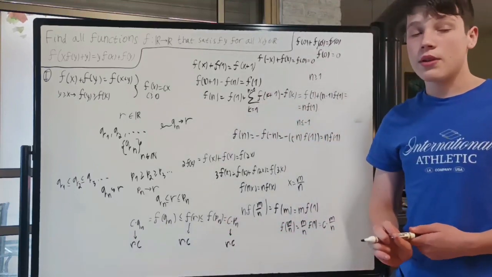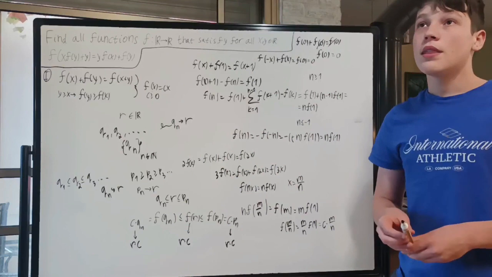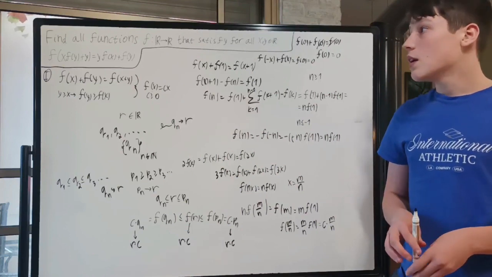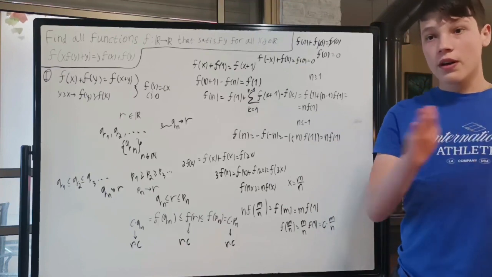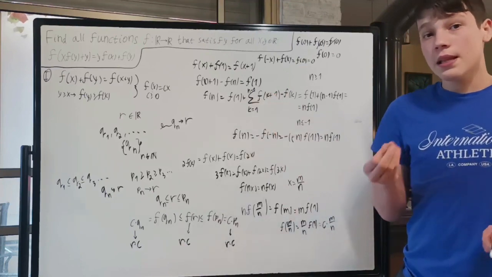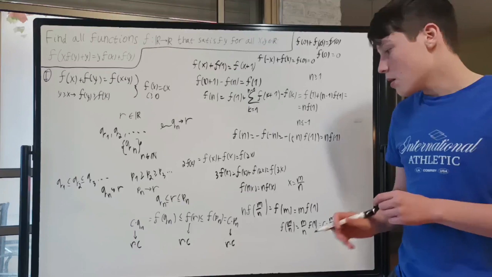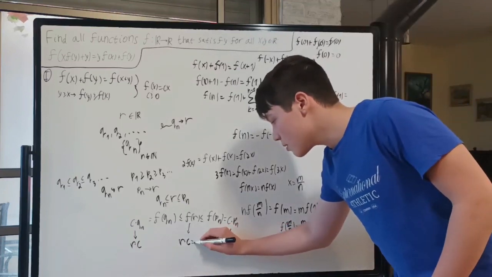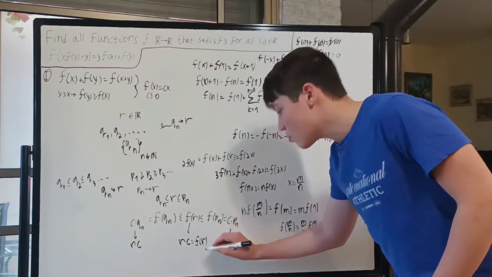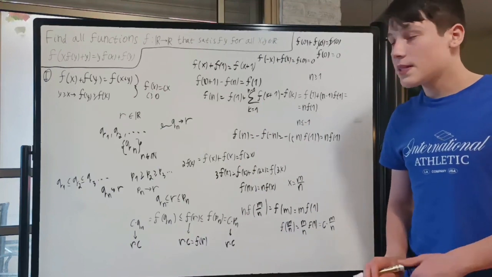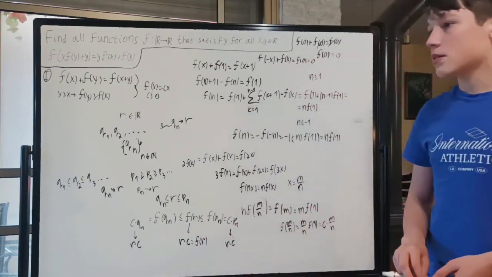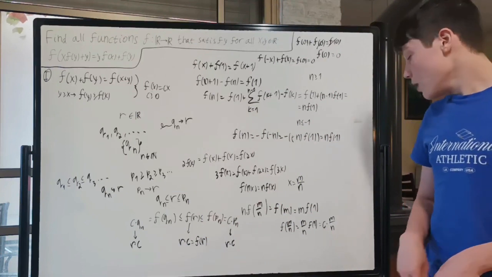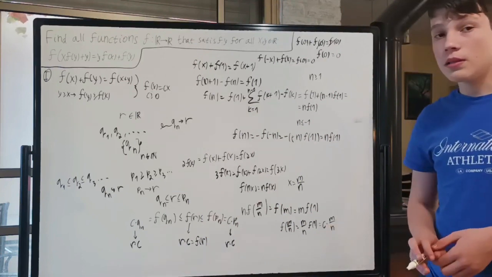But a constant series obviously approaches that constant. If you have a series that is just a constant number, say 5, so 5, 5, 5, 5, and so on, its limit is 5. So this limit has to also equal f of R, which means that for any real number R, f of R is equal to R times some constant C. That constant C is f of 1.